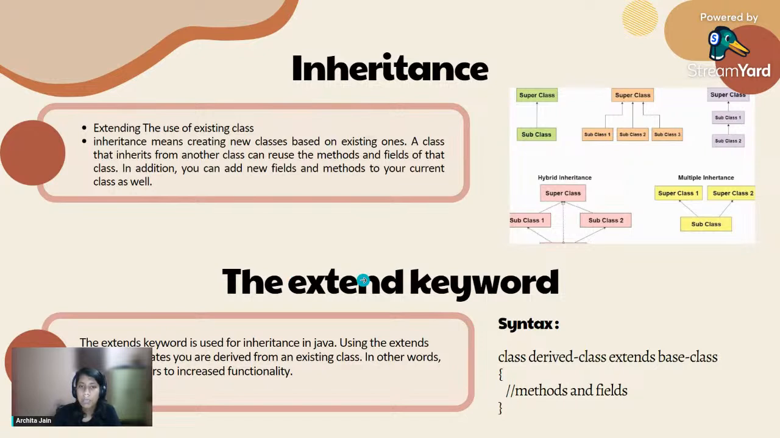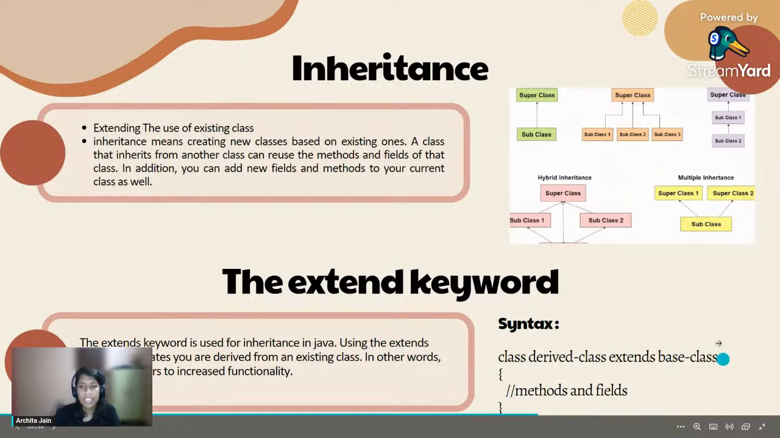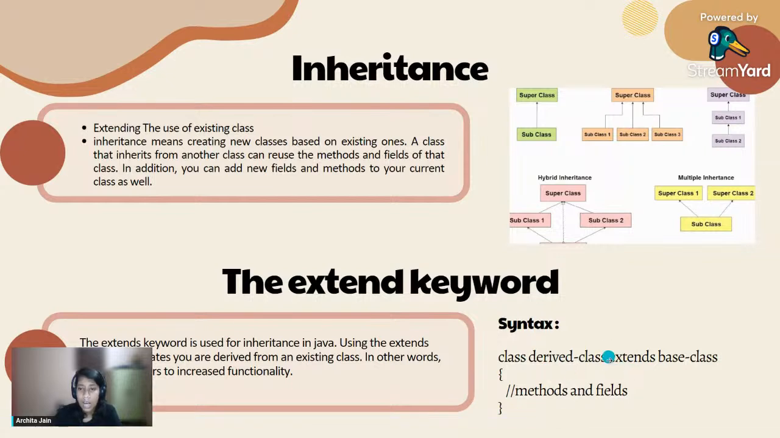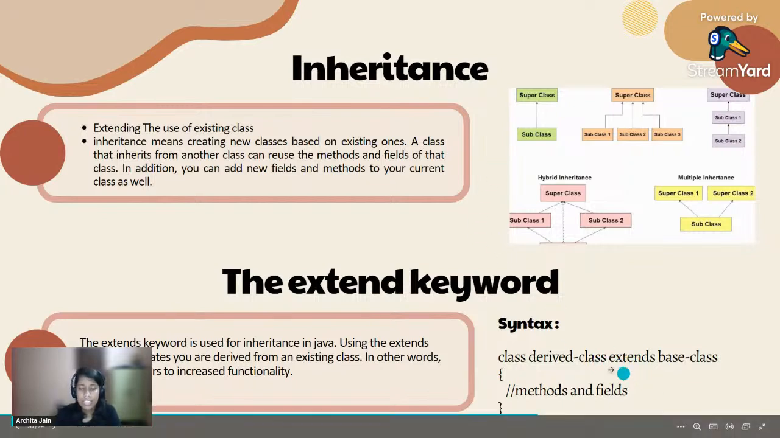In Java, the main difference between C++ and Java inheritance is that in Java we use the extends keyword to inherit something. This is the small syntax of what inheritance is about in Java. First we write class, derived class, and here extends is written. Like for inheritance in Java we use the extends keyword. The base class and methods and fields we initialize as it is.